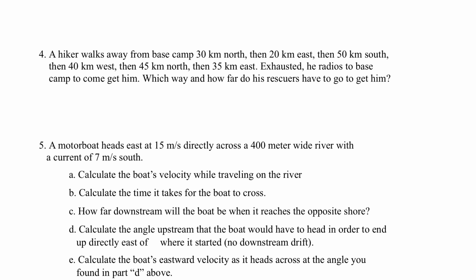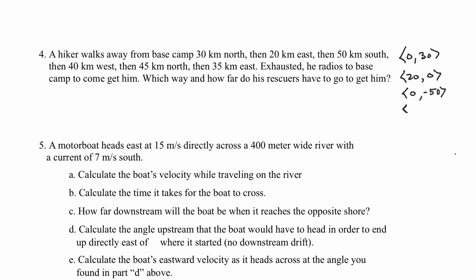I'm going to write down the vectors themselves without drawing them, just to give you the other perspective. The first one is 30 north, so that's 0 in x and 30 in y. The next vector is 20 east, that's positive 20 in x and 0 for y. 50 south is 0 for x and negative 50 for y. Remember, up and right is positive, left and down is negative.